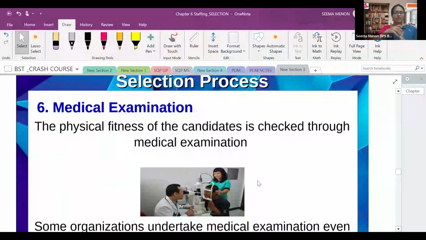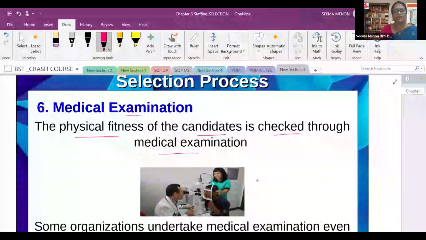Once they select, what is going to happen? The candidate has to give their fitness certificate, physical fitness. Okay. There comes the medical examination. The physical fitness of the candidate is checked through medical examination.